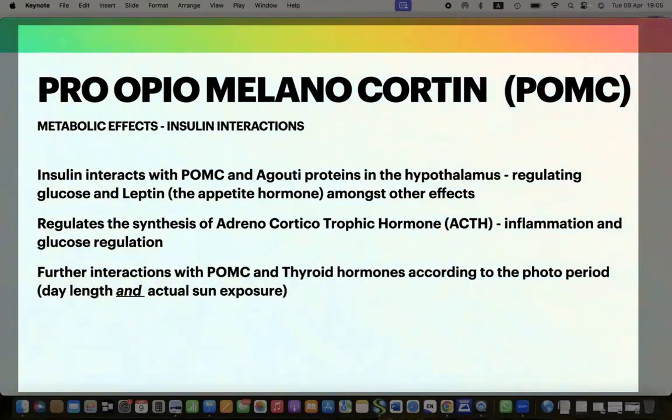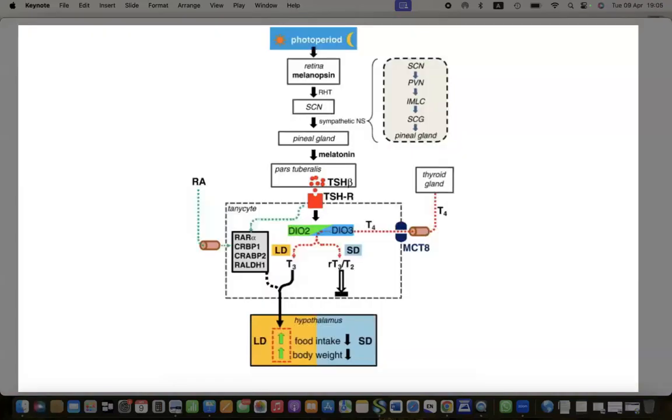And then some metabolic effects from the melanocortin side of the pro-hormone. Insulin interacts with POMC and what are called agouti proteins in the hypothalamus, regulates glucagon, and very importantly, leptin, which is the appetite hormone. And part of the cortin side is the synthesis of adrenocorticotropic hormone, ACTH, which we, of course, know for management of inflammation and glucose regulation. And then there are further interactions with POMC and thyroid hormones. I'll just show you some diagrams of this. So it starts with sun to the melanopsin to the SCN, pineal gland, melatonin.